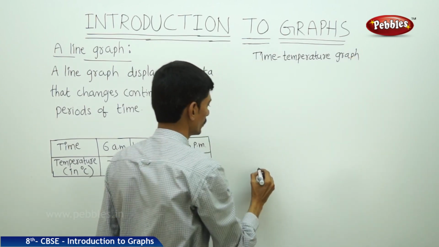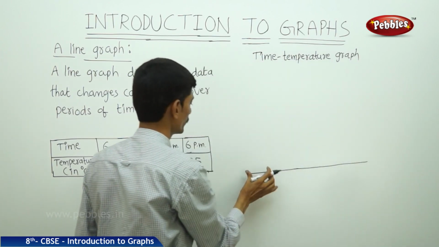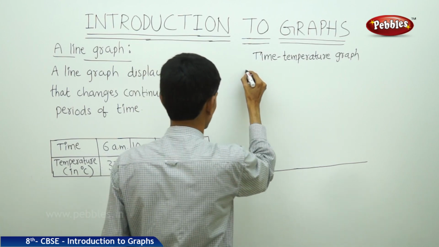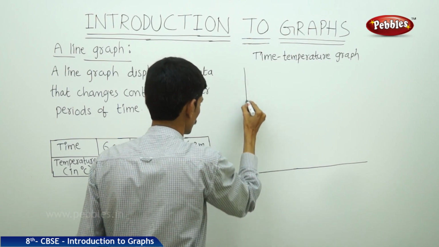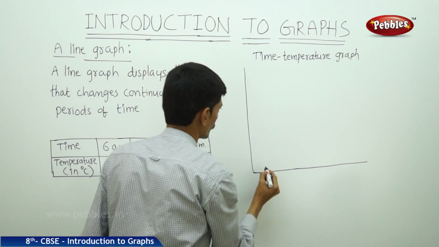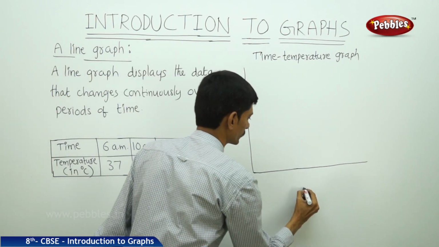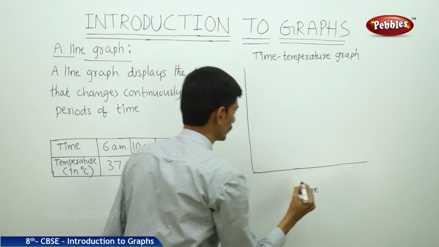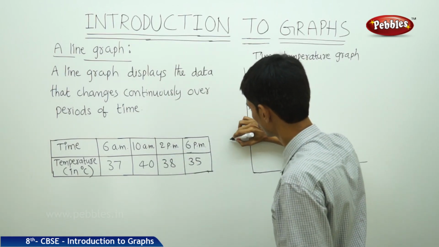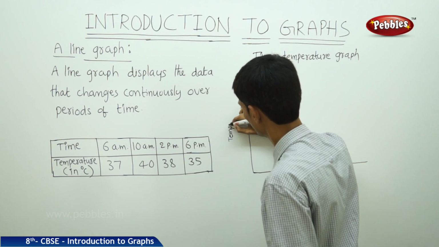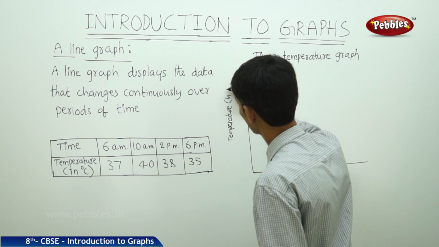Now we will take a horizontal line, which is also known as the x-axis, and a vertical line, which is also known as the y-axis. On the horizontal line we will take the time, and on the vertical line we will take the temperature in degrees centigrade.